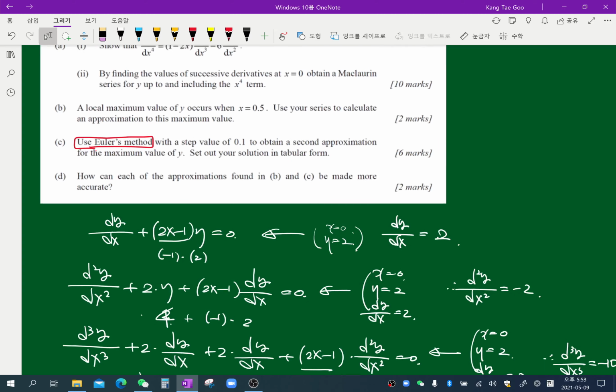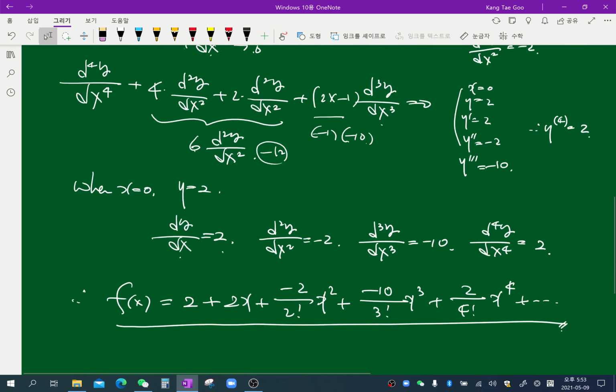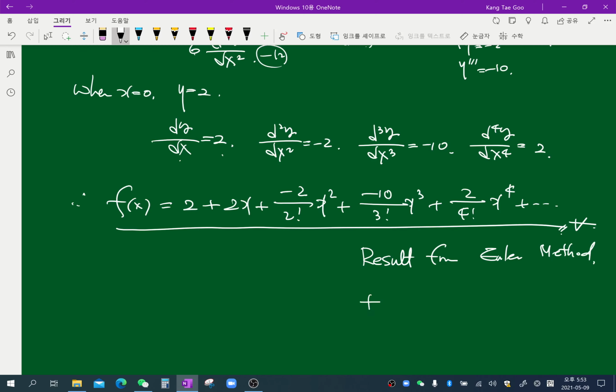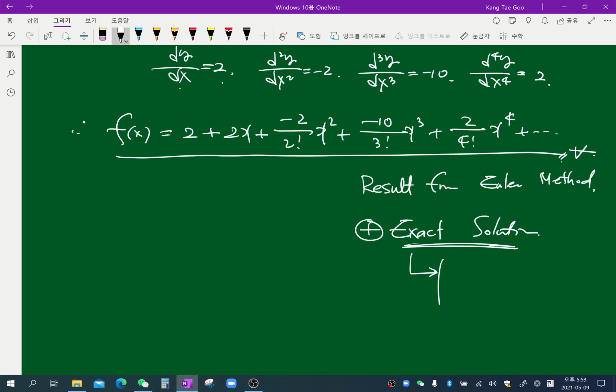After that, they can ask you to compare this Maclaurin series with the result from the Euler method, and then the exact solution. You need to solve the differential equation directly. There are 3 different methods, right?